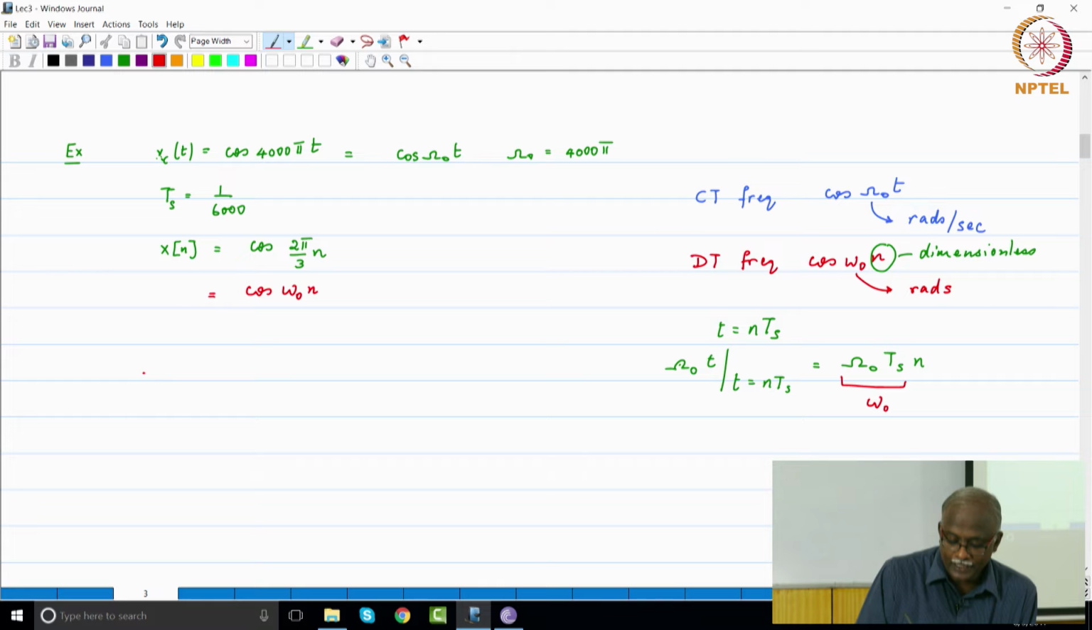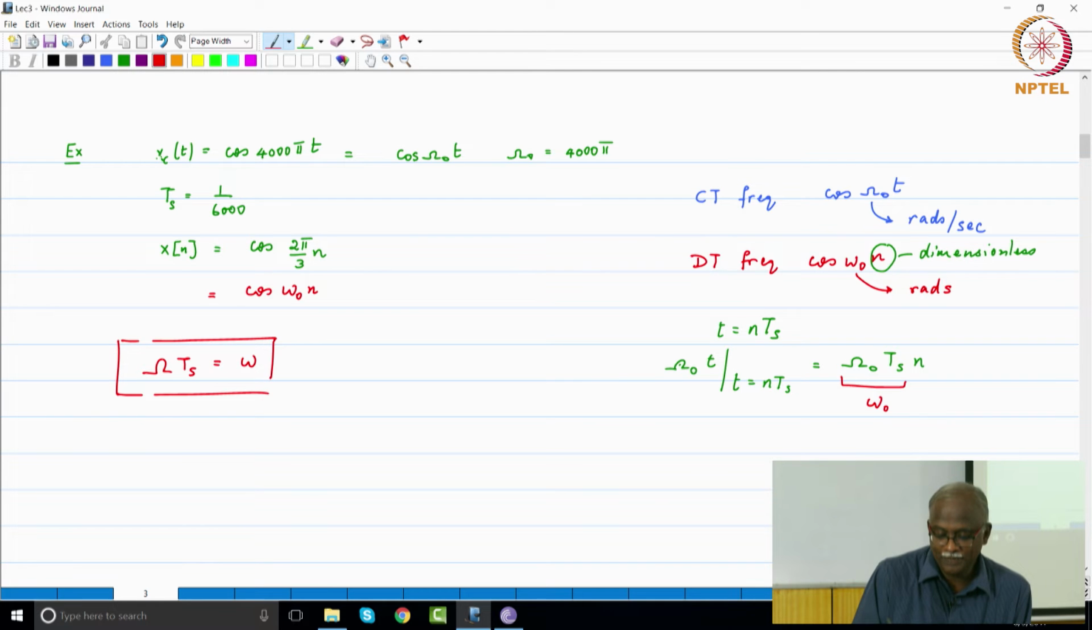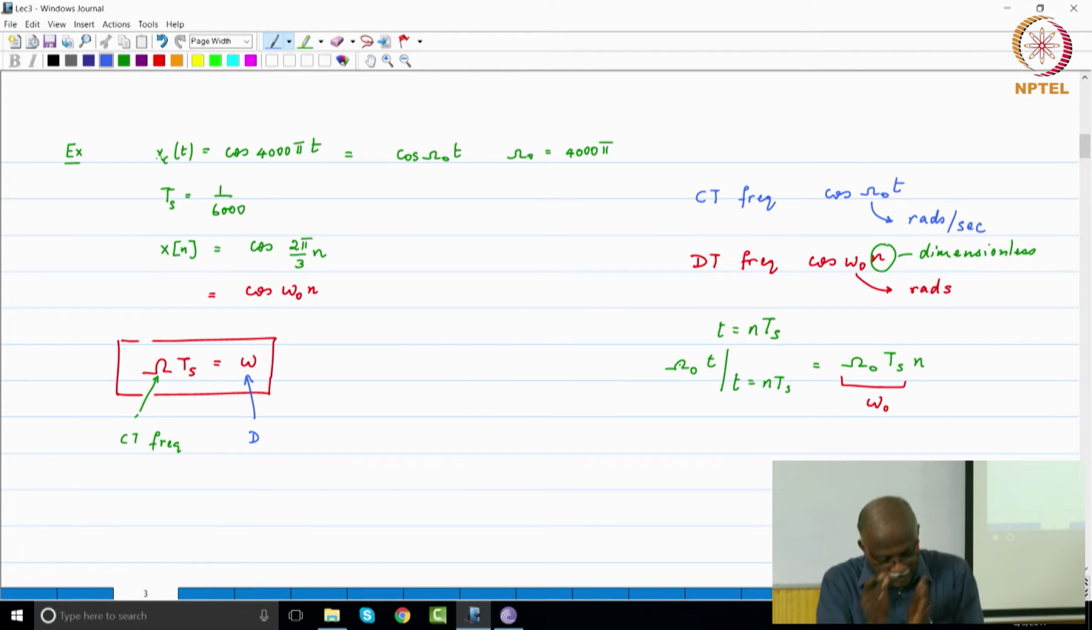That relationship is that omega times Ts is equal to omega. I have to use the word omega both times, but this one is the continuous time frequency, which is in radians per second. This one is the discrete time frequency in radians, and of course, when you multiply omega times Ts, you get the dimensions correct. So, this is the discrete time frequency. Okay. So, this is an important element in our understanding and our interpretation of the results that we have.